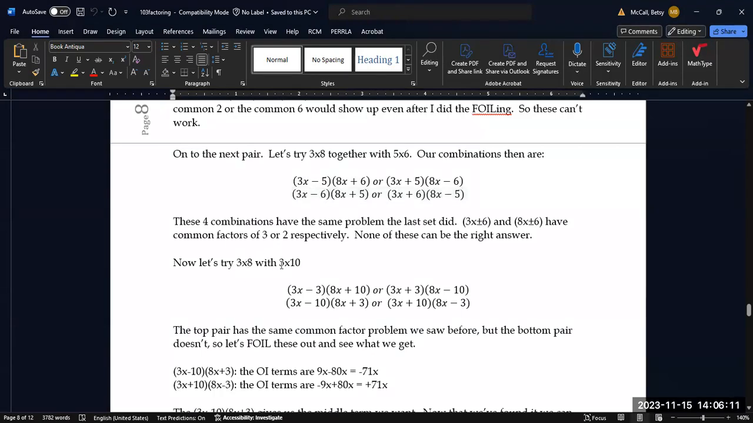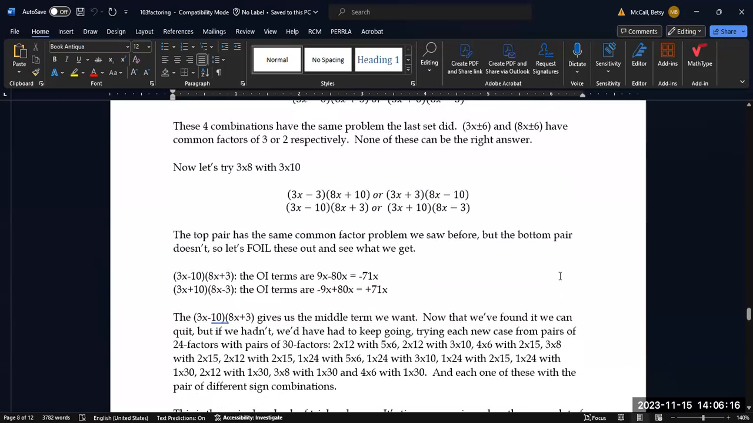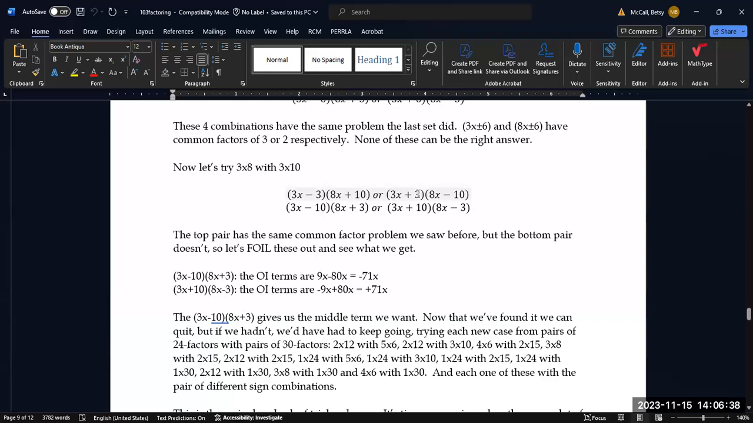So let's try 3 and 8 with 3 and 10 instead of 5 and 6. So here, again, we're taking the previous combinations and we're replacing the 5 and the 6 with the 3 and the 10. We can eliminate these top ones because 8 and 10 have a common factor and 3 and 3 have common factors. That would give us a common factor of 6 in the original problem. That doesn't exist.